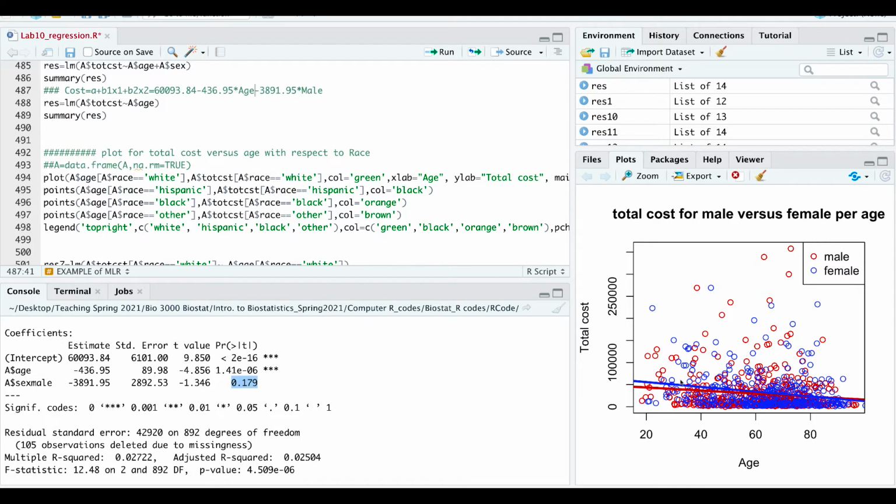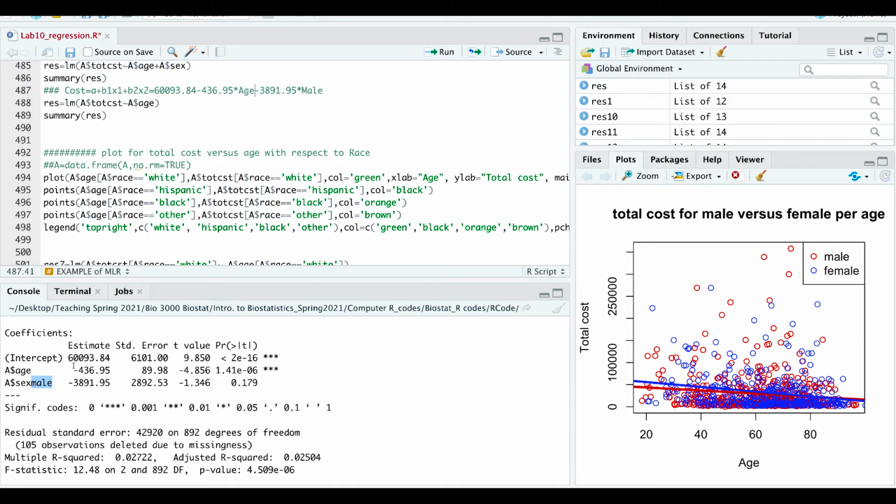That's what we see, right? The dependence on male and female is not significantly different. Or you can say that the total cost does not significantly depend on male or female. It is almost similar. That's what it means. But how do we interpret that?